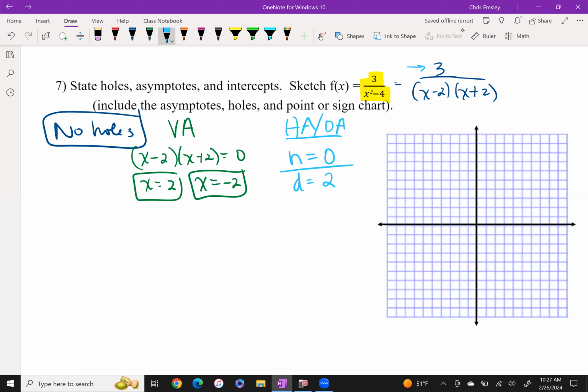When the top is smaller than the bottom, we automatically need to know that that gives us a horizontal asymptote at y equals 0 and no oblique. You can only have a horizontal or an oblique, not both. Next up, intercepts.